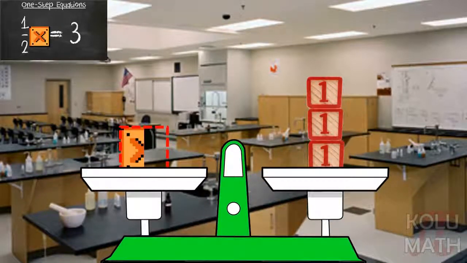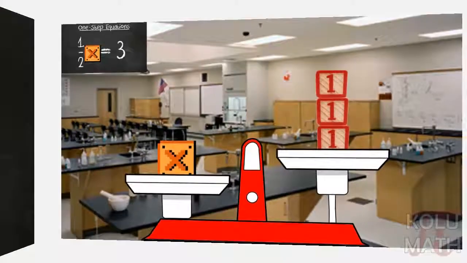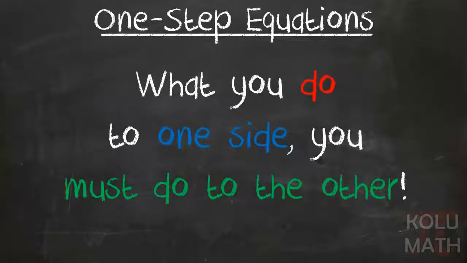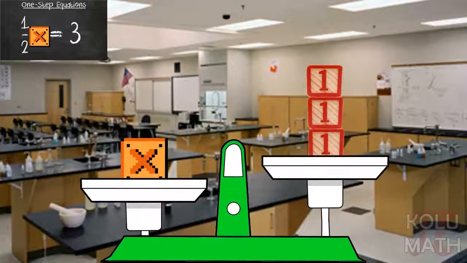Okay, well, here's an idea. If I double what's on the left side, I'll go from having half an x to having a whole x. Well, that's going to unbalance me again, isn't it? Well, what do I do to the other side? Oh, right, remember the rule. What I do to one side, I must do to the other. So since I doubled the left-hand side, I'm going to have to go ahead and double the right-hand side.